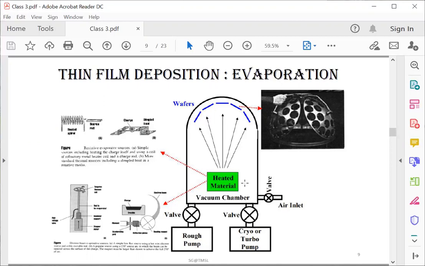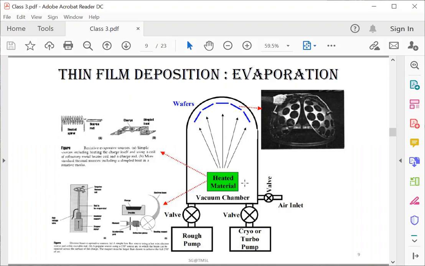Another is possible, that is co-evaporation. If you want an alloy film, which is sometimes required to make thin film resistors, such as nichrome, a nickel and chromium alloy, it is also possible. If you feed power to both the crucibles, both chromium and nickel will evaporate simultaneously. They will mix together and the deposition will be an alloy deposition at the same time.